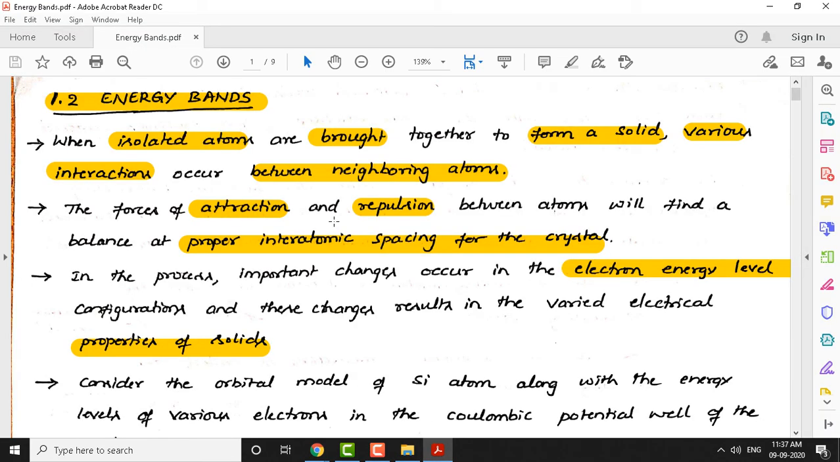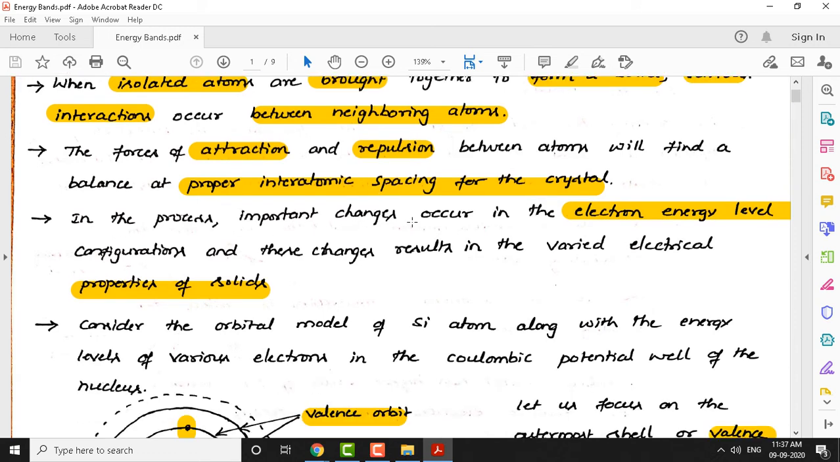Okay, now let us come back to energy bands. I hope with that, continuing further becomes very easy for us. In energy bands, what we have seen is that when isolated atoms are brought together, they form a solid, and various interactions occur between them. We have already seen attraction and repulsion between the atoms. We will find a balance at the proper interatomic spacing for the crystal. Just now we have seen that.